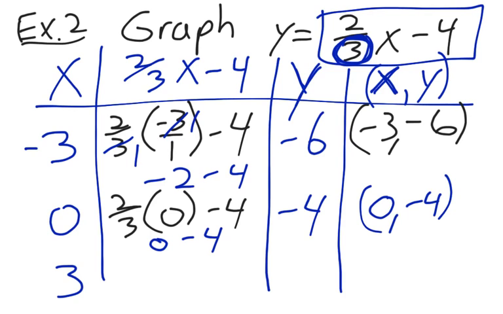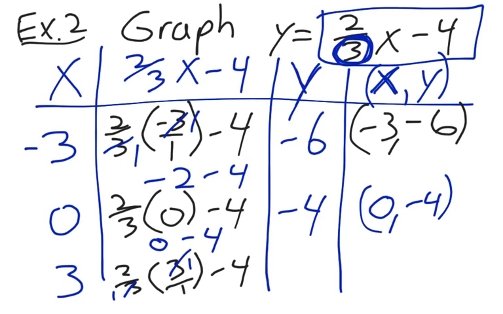And finally, I'm using 3. So 2/3 parentheses 3 minus 4. That's really a 3 over 1. And remember, my 3's are going to cancel because I have one on the bottom, one on the top. So 3 will go into 3 once, 3 will go into 3 once, and they cancel.